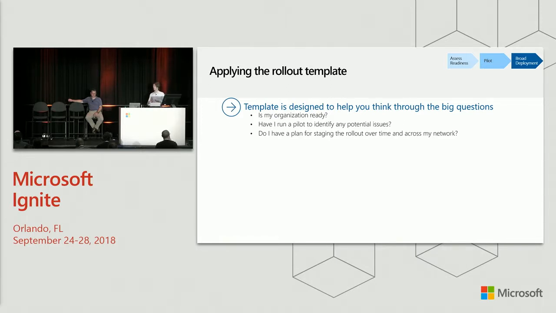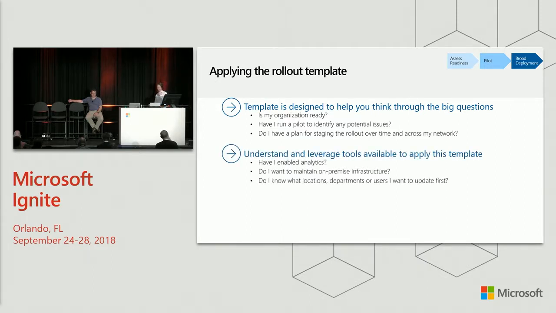Thinking about, have you run a pilot? How are you measuring that? How are you choosing the devices? Just really reasoning through, do I have an appropriate audience that reasonably represents a broad set of devices that I'd be rolling out to? And ultimately, what's my plan for staging that rollout over time? The concept of rings, which we'll get into.